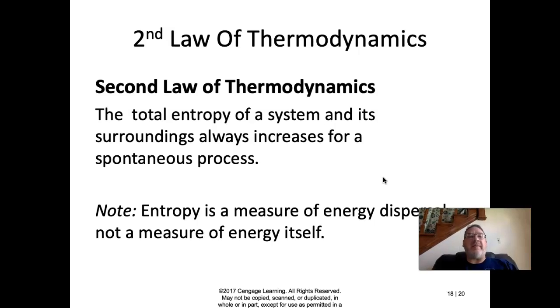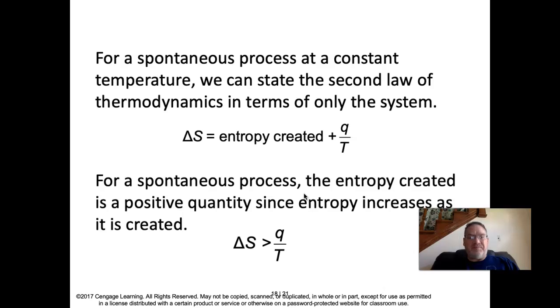Our first law of thermodynamics focused on the relationship between heat, work, and the internal energy of a system. We started with that, and then we got into entropy, which was this measure of disorder. The second law of thermodynamics, as you see here, says the total entropy of a system always increases for a spontaneous process. We can look a little bit at the calculations.